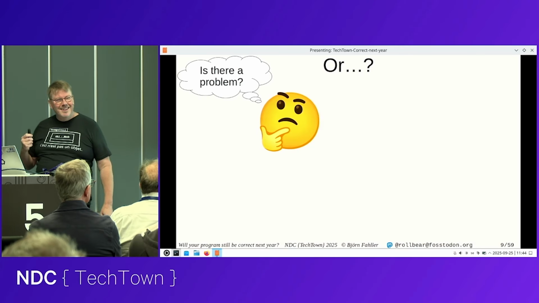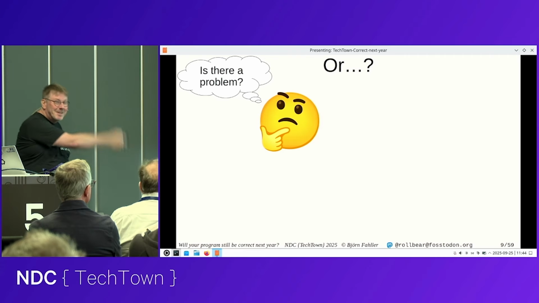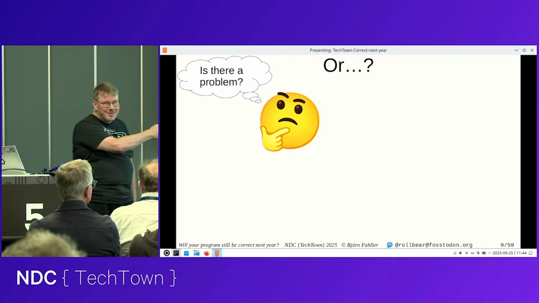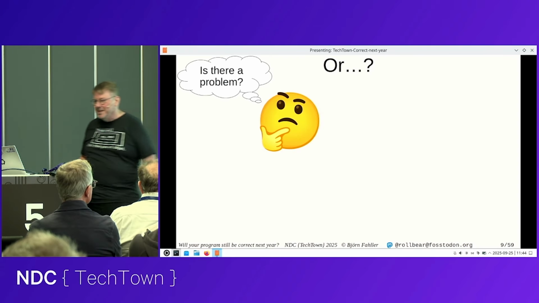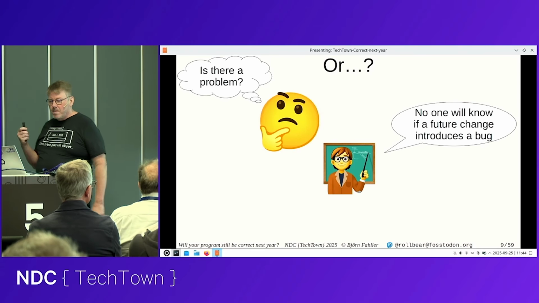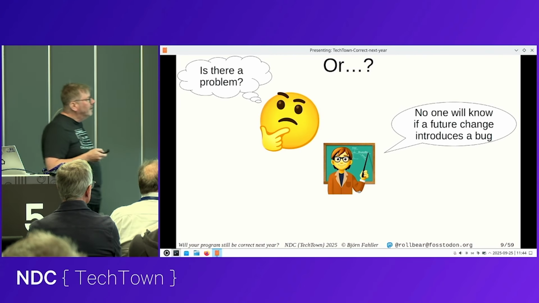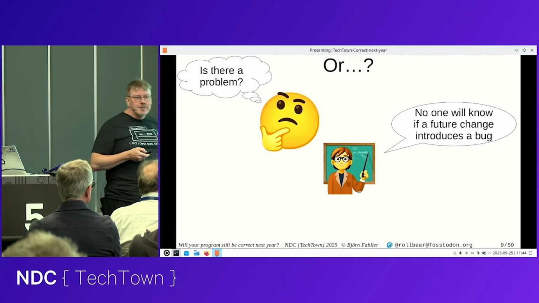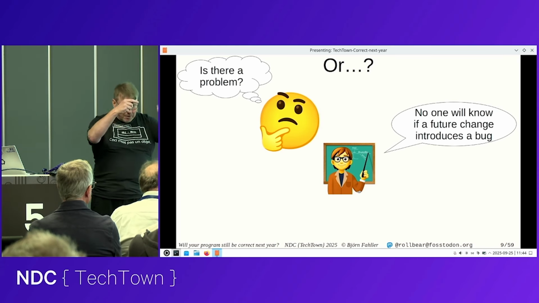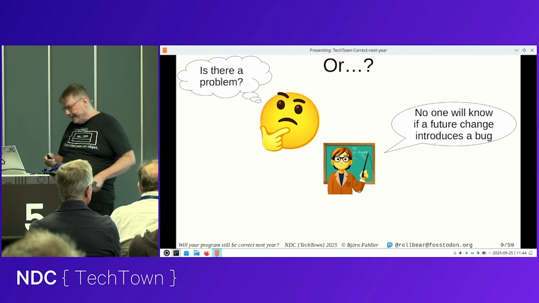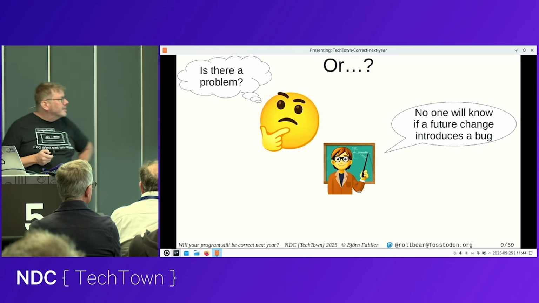Or, I mean, I have tested it. It's correct, right? This is an exhaustive test. It's good. But no one will know if a future change introduces a bug because no one's going to run that test again and go through all the results. So maybe that was not a good way of writing a test.